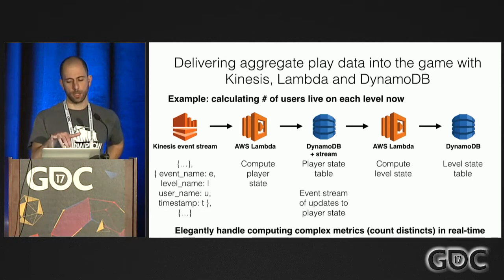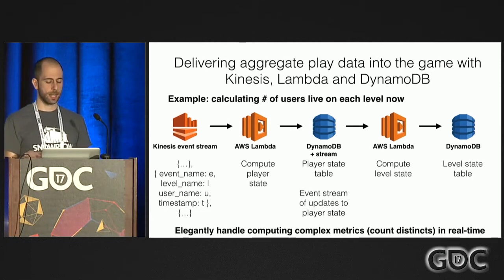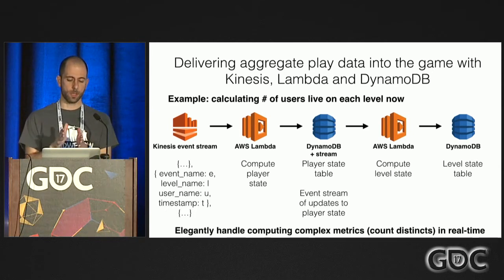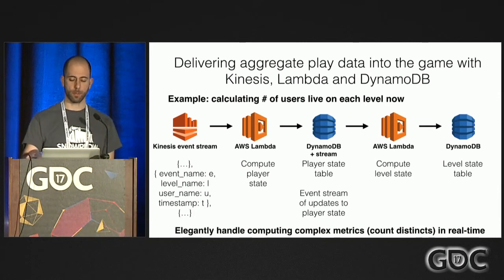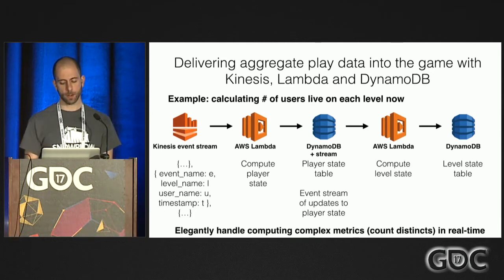So what's interesting, I don't want to go into too much detail in how this application works, but taking a kind of a high-level view, what's interesting is that each of these different components was very, very simple to write. The Lambdas are very, very simple. The logic in them is very, very easy to diligence. And the player state and the level state tables in Dynamo are very, very simple. But strung together in this kind of architecture, we're actually elegantly handling the computation of a pretty complicated metric, which is a count distinct in real time, which I think is pretty cool.